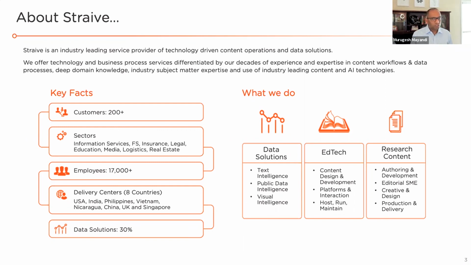Text intelligence focuses on where we extract text and enrich them from any text-heavy document or source. Public data, where we help organizations create a differentiation by tapping into public data sources and creating intelligence from them. And the third one, visual intelligence, where we are creating new data sets out of any sort of media, whether it's an image or audio, video, and GIS data.